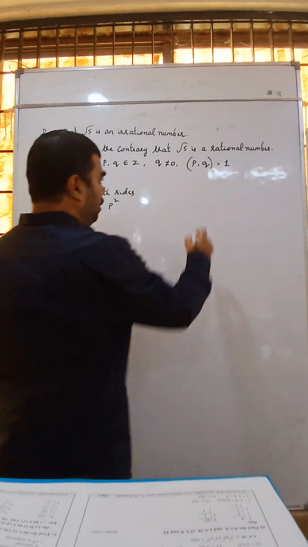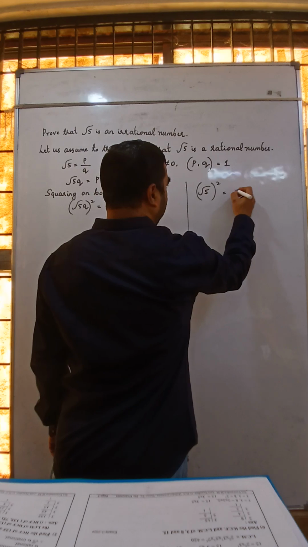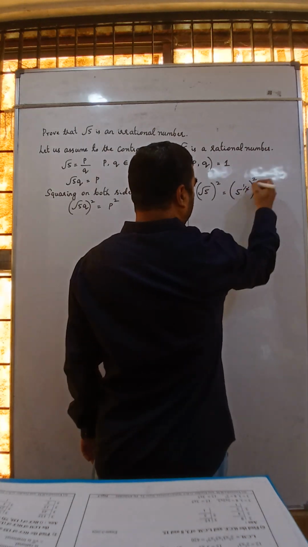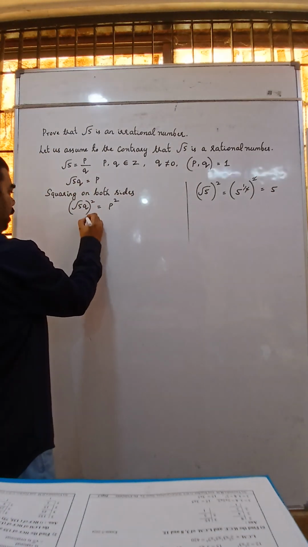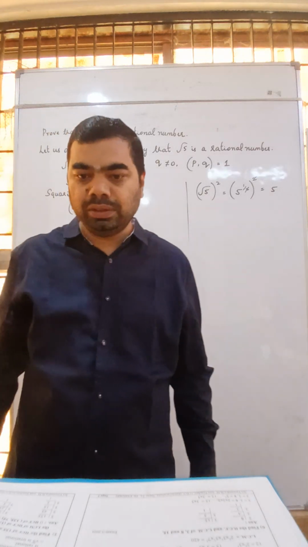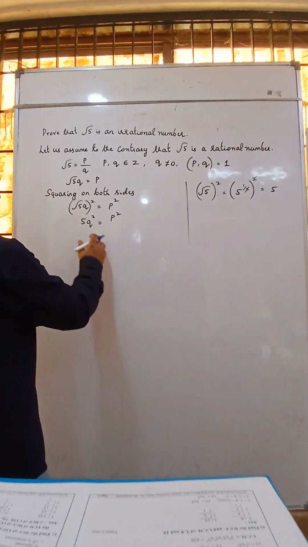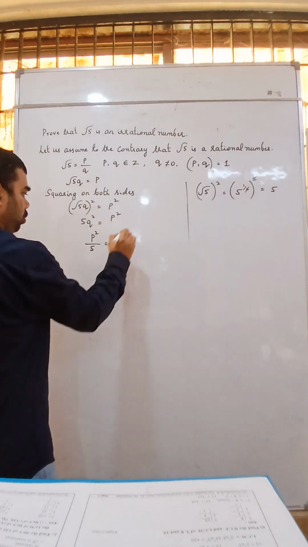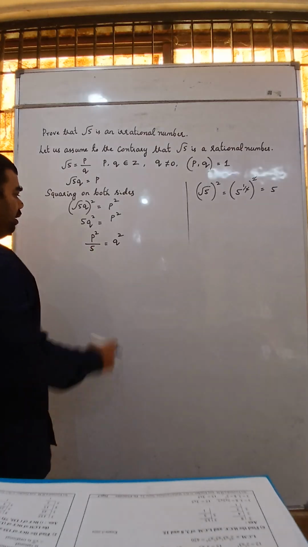So root 5 whole square, see, I'll just do the rough calculation. Root 5 whole square can be written as 5 to the power of 1 by 2, whole square. So this 2 gets cancelled and what remains is only 5. So root 5 whole square is 5, so 5q square equals p square. Clear? So if I write this as p square by 5 equals q square, I will just rearrange the terms.